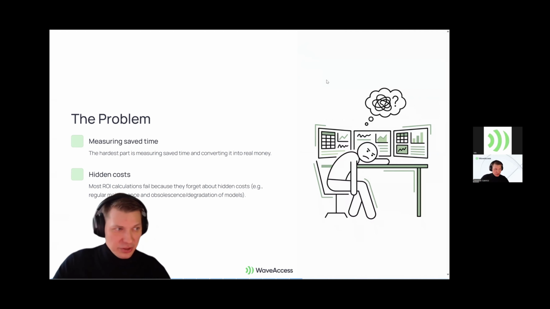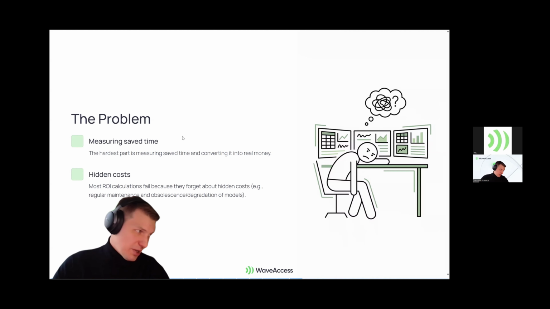But what about return on investment? How much does it cost right now? And does it work together with your current money model? Those are questions which should be answered when you think about implementing agents or artificial intelligence. The problem is that it's always hard to measure the saved time.